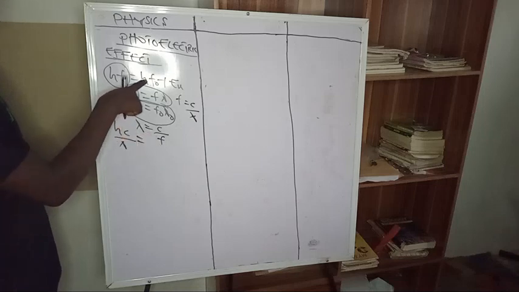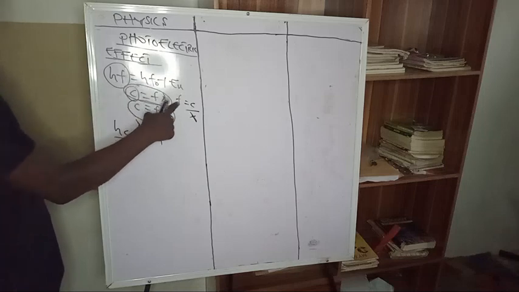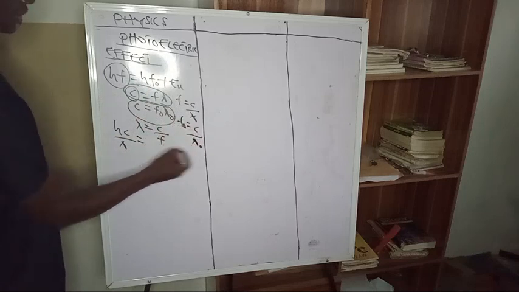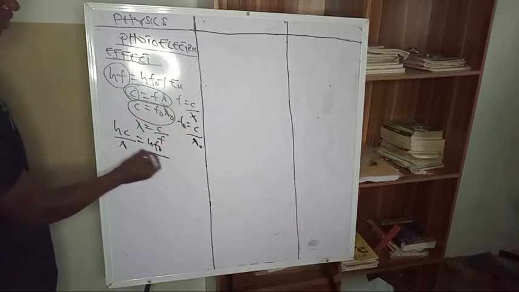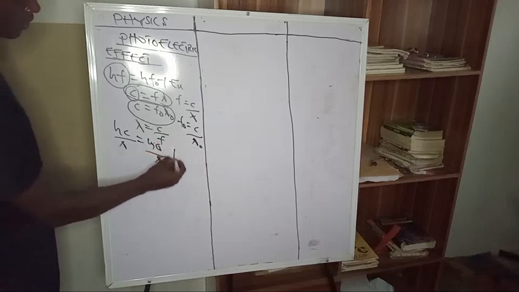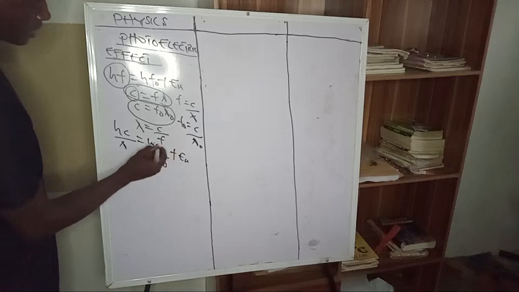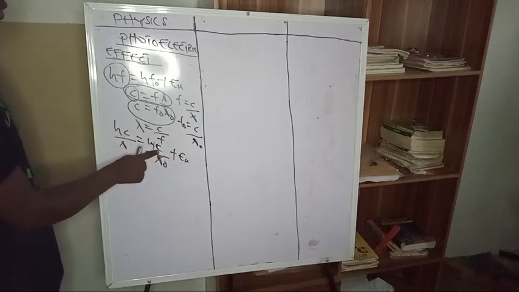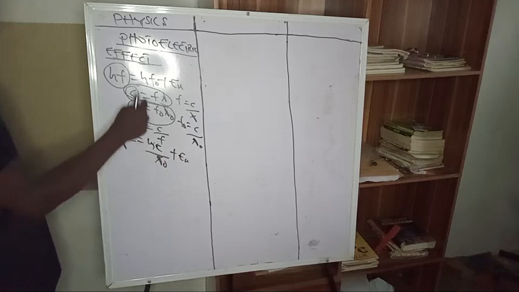So for the value of hf₀, once f is equal to c over λ, then f₀ is going to be c over λ₀. So at the end we have hf₀, sorry, this is now hc over λ₀, then plus the kinetic energy. Now this is the Planck constant, this is the speed of light, this is the wavelength, this is the speed of light as well, and this is the threshold wavelength. And this one is the threshold frequency.